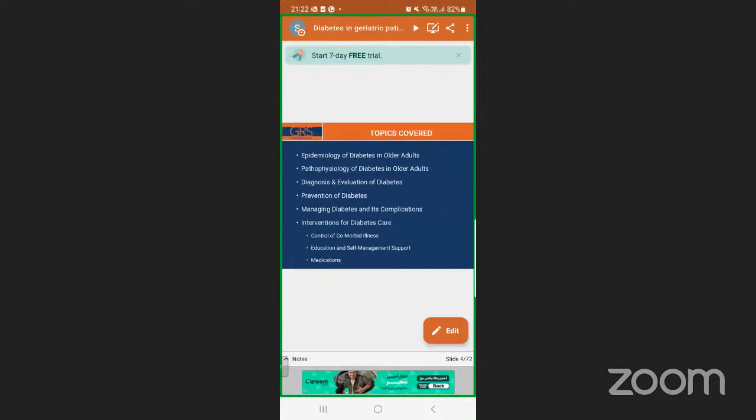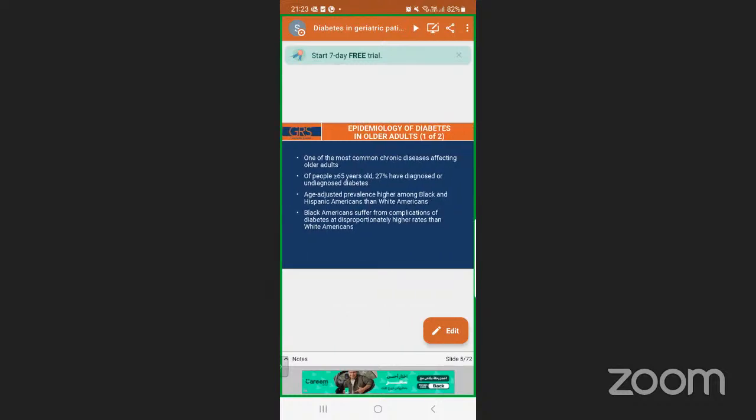Before we proceed, here are the topics we are going to cover in today's presentation. First, the epidemiology of diabetes in older adults and its pathophysiology, diagnosis and evaluation of diabetes, prevention of diabetes, also managing diabetes and its complications, interventions of diabetes care, control of comorbid illness, and finally, the education and self-management support. Let's get started on this vital journey towards better health outcomes for our aging population.